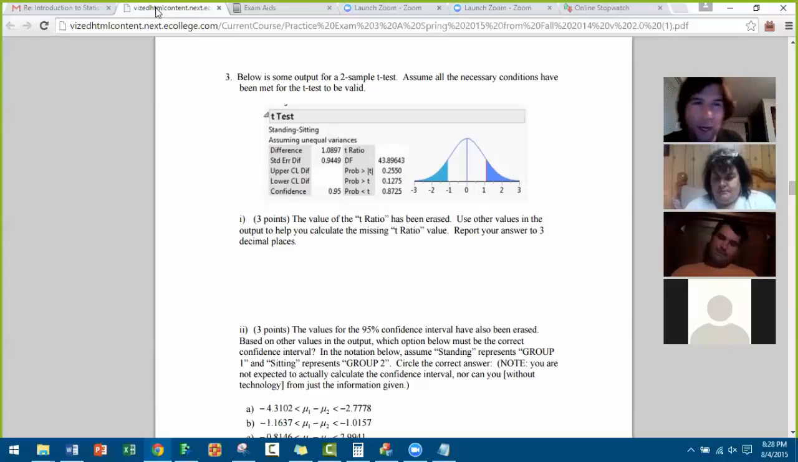So with this in mind, below is some output for a 2 sample t-test. Assume the necessary conditions have been met for the t-test to be valid, and that is randomization, 10%, nearly normal, and the independent means condition. Important to know what we're analyzing here. We have standing versus sitting. We are analyzing the difference between means of standing and sitting.